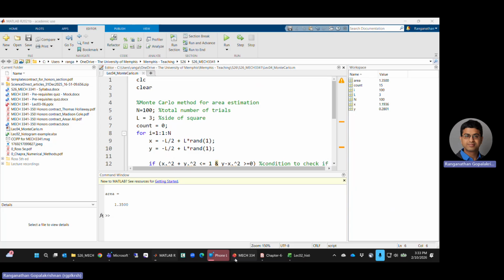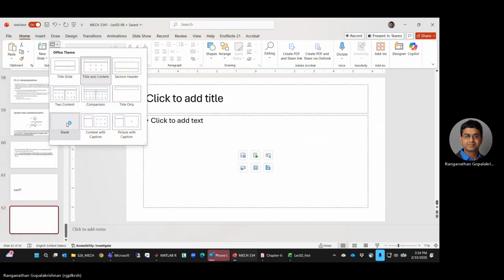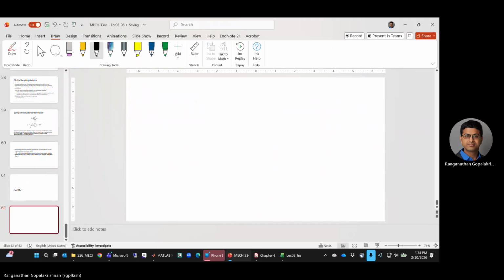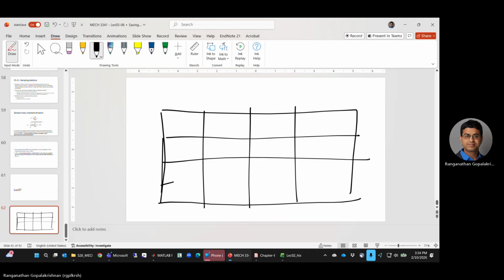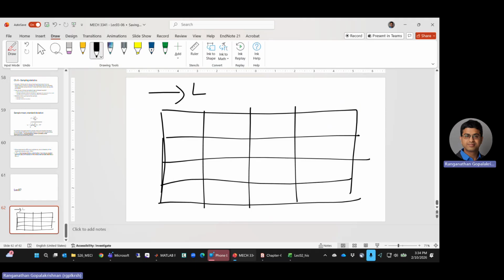Okay, let's do this. Let's make a table. On one side, you can vary L. On one side, you can vary N. For N equals 100 and L equals 3, what was our answer? It's about 1. That's what we got, right?